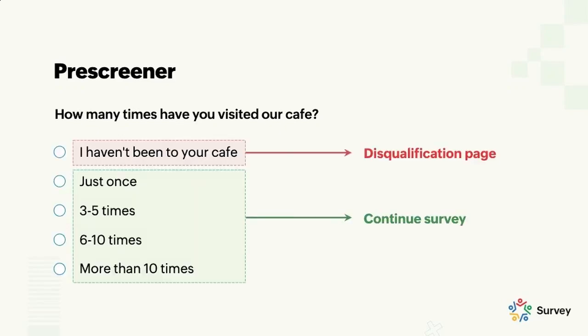So they can keep a pre-screener question in their survey, which says, how many times have you visited our cafe? And if the answer to that question is, I haven't been to your cafe, they are directly taken to the disqualification page, where they are shown a message that they are no longer qualified for the survey, or it can be a custom message also. And the survey ends there for them. And if they choose any of the other options, they can continue with the survey. So that's how you use this as a pre-screener.